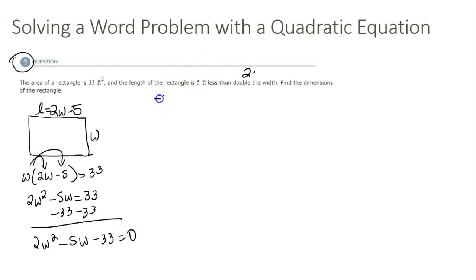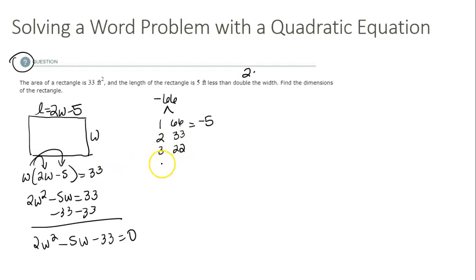You should be multiplying a times c. 2 times negative 33 is negative 66. And we're looking for two numbers that multiply to be negative 66 and add to be negative 5. 1 and 66, definitely not. 2 and 33, definitely not. 3 and 22, definitely not. Let's try 4. 66 divided by 4, nope.